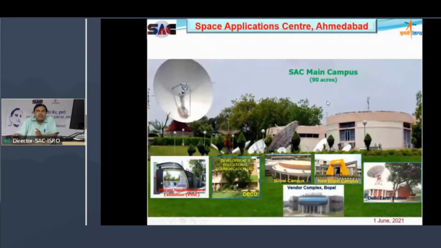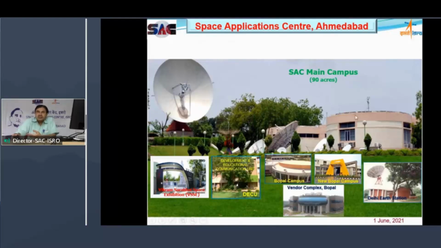This is my place, Space Application Center, Ahmedabad, the birthplace of Dr. Vikram Sarabhai, from where he started all this activity. And here this big antenna which you are seeing is a 14-meter antenna built by a Japanese company called Nippon Electric Company. Nowadays you know it by the name NEC. All of you must have heard this name. So this was the first antenna which was set up in India. And this is the first building which has come up. It is called the Earth Station building.